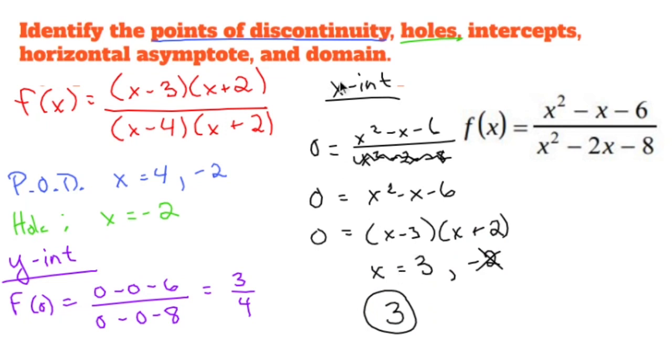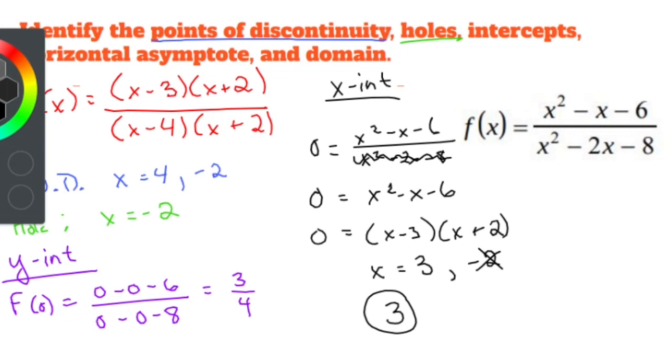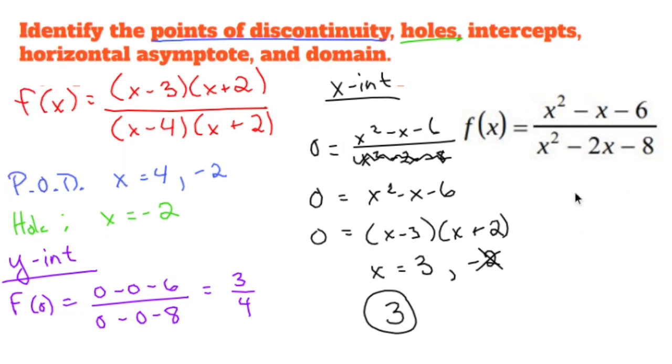So again, my x-intercept looks like it should appear at 2 places, but it's not allowed to be -2 because -2 is where my graph is discontinuous. Last but not least, let's get a nice little orange color going on here. Last but not least, my domain. Let's get rid of the color palette.